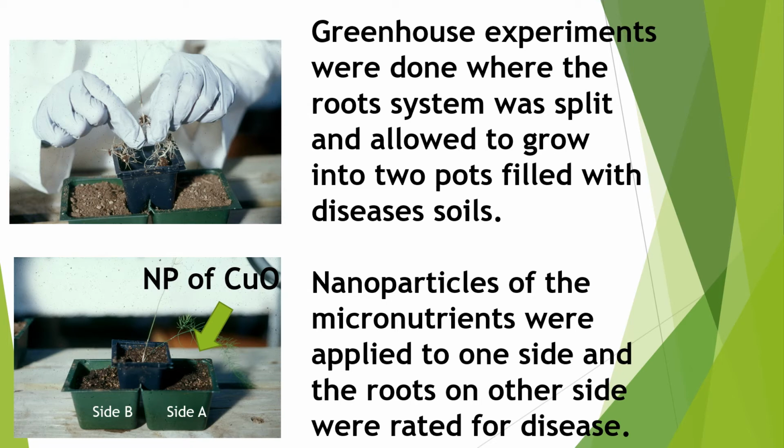And then in the soil, we would have the fungus that causes the disease, but we would only treat one side of the pots with the nanoparticles. And here we used nanoparticles of copper, and these went into side A. Later on, we would look to see what would be the effect on side B. This is a great way to separate the effect of the nanoparticle on the fungus from the effect of the nanoparticle on the plant.